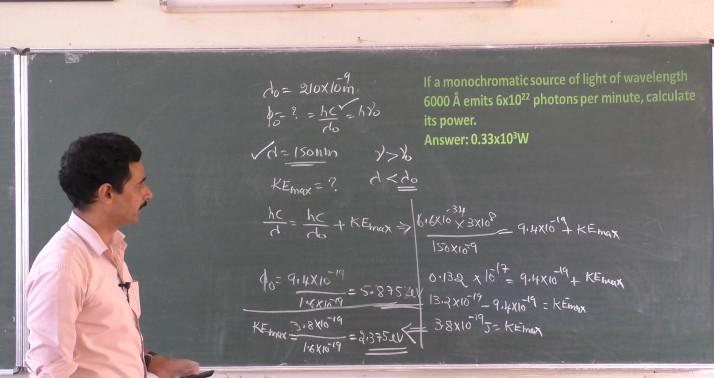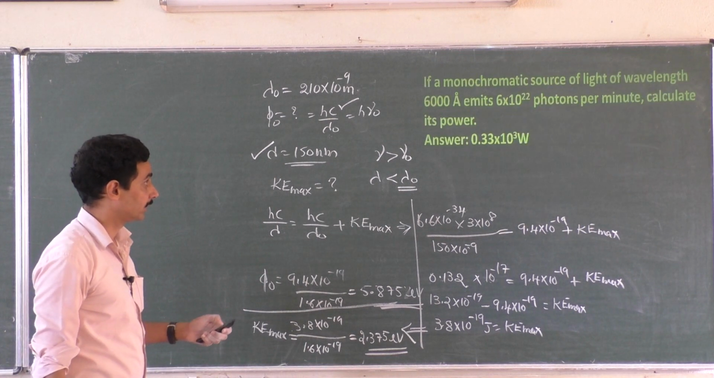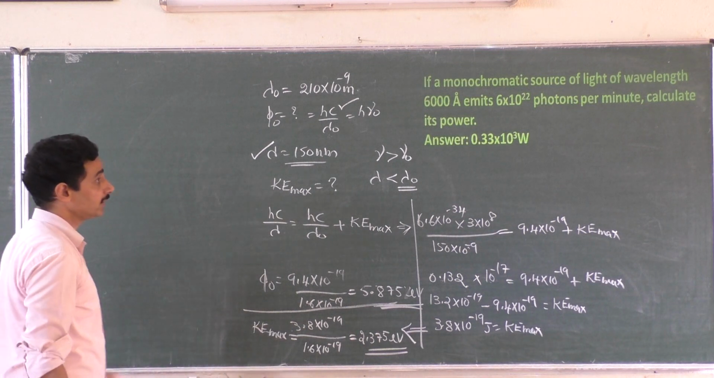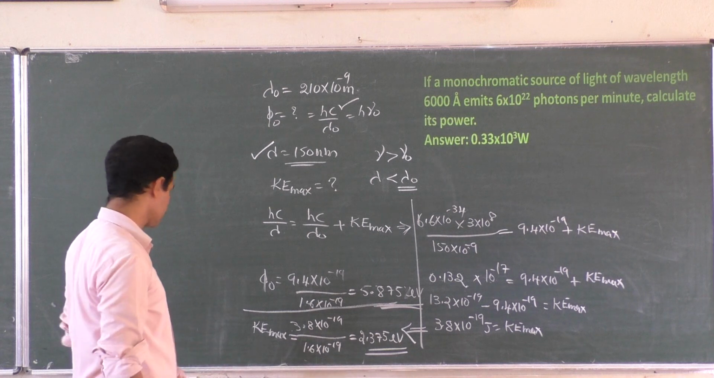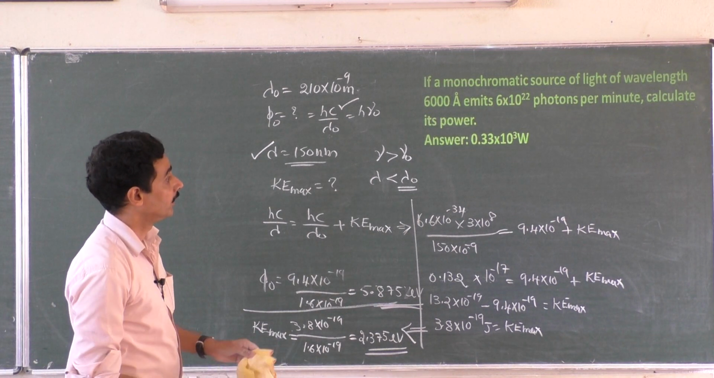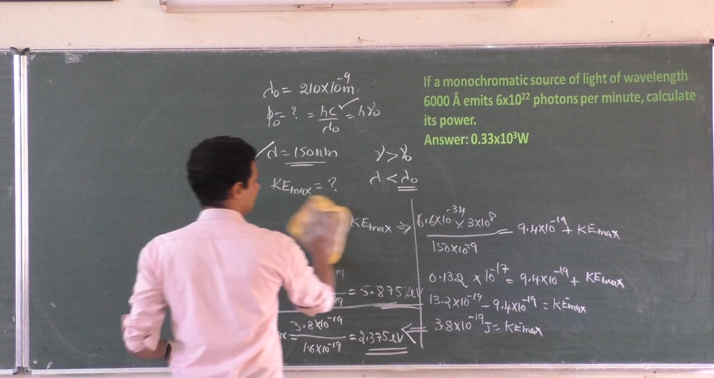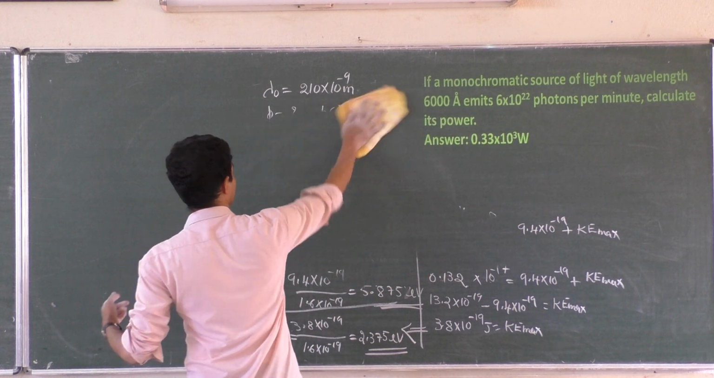We will go for one more problem. Seven is over. Last problem. We have to finish it now. If a monochromatic source of light of wavelength 6000 angstroms emits so many photons per minute, calculate its power. Power means energy per second.